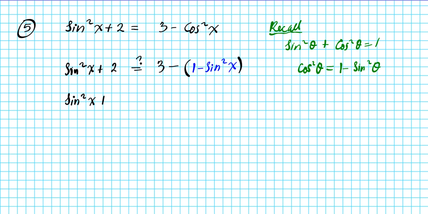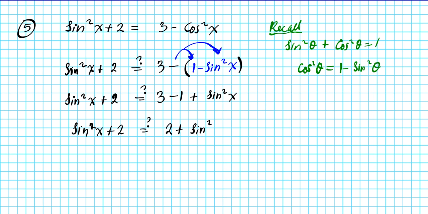So sine square x plus 2, is it equal to, now we're going to distribute this minus, okay? So we have 3, so minus goes to the 1, and it goes to the sine square x. So 3 minus 1, minus times minus is plus, plus sine square x. Is this a true statement? Simplify it a little bit more. Sine square x plus 2, is it equal to 3 minus 1, which is 2, plus sine square x?